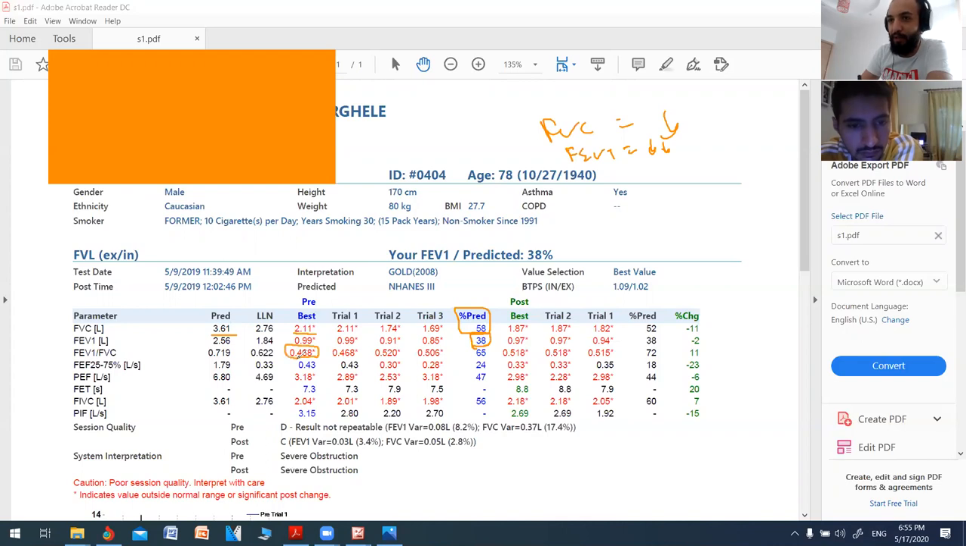How much is the Tifno? 46%. You understand? I don't look here at the percentage, because this percentage will tell me this in relationship with this, and I don't care on Tifno. Tifno is already a percentage. So how much is Tifno here? 46, 47. So I write here Tifno 47. Low, right?